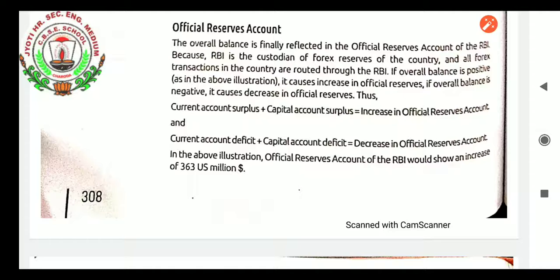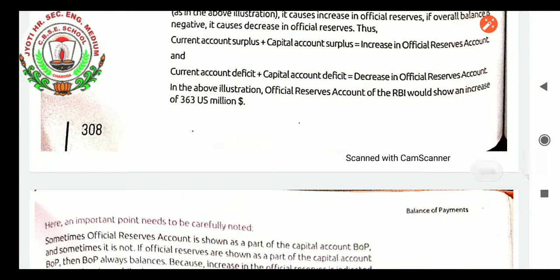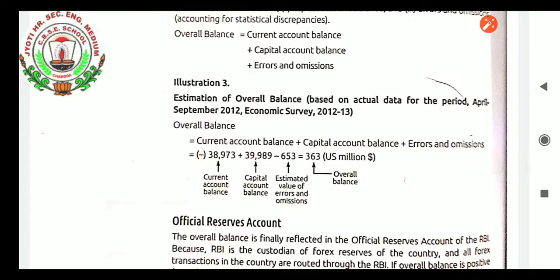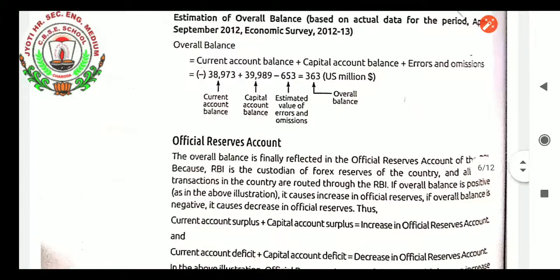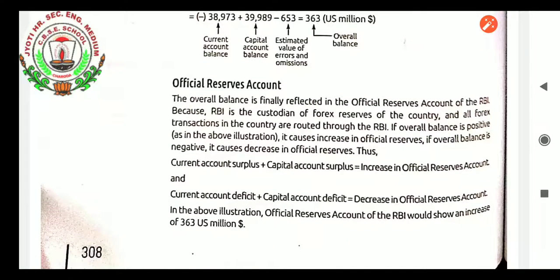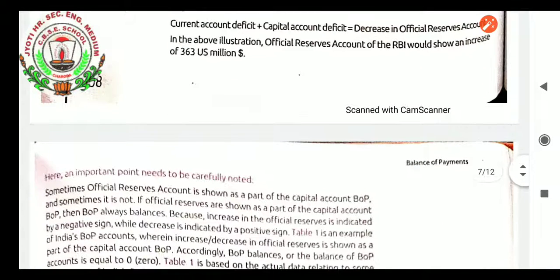Current account deficit plus capital account deficit decreases the official reserve account, which is a loss for the country. In the above illustration, the official reserve account of the Reserve Bank of India would see an increase of $363 million. As we solved in the last question, the overall balance is the current account balance plus capital account balance plus errors and omissions. When we calculated all the balances, the overall balance was a positive $363 million, increasing the official reserve account of the government. It will go to the official reserve account, from where the money can be used for various social welfare works of the country.